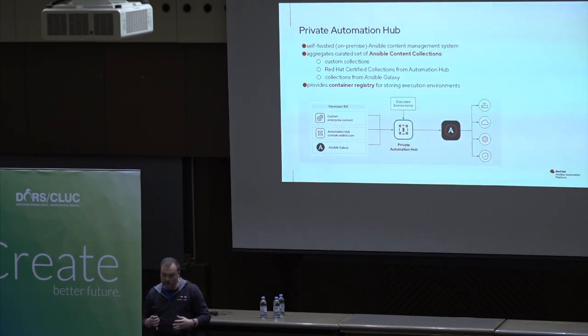And another very crucial feature of Private Automation Hub is that it has container registry functionality, which means that we can keep on Private Automation Hub execution environments where we are placing our automation content. So if we create some execution environment, we can upload it to Private Automation Hub.